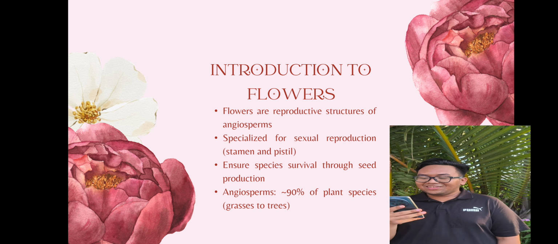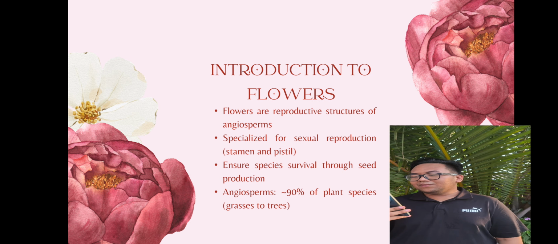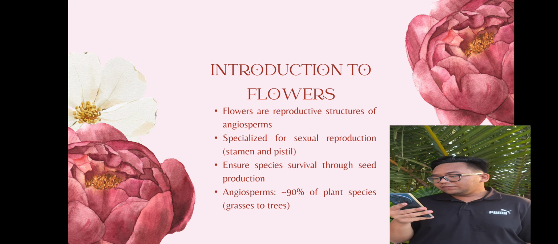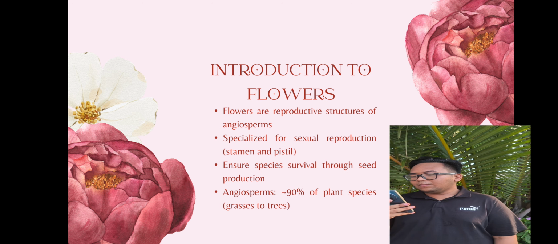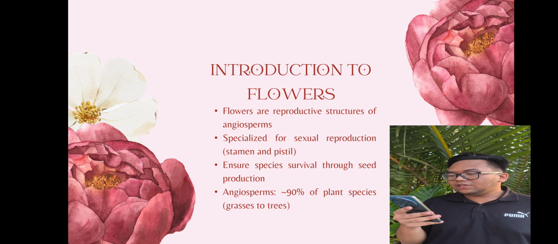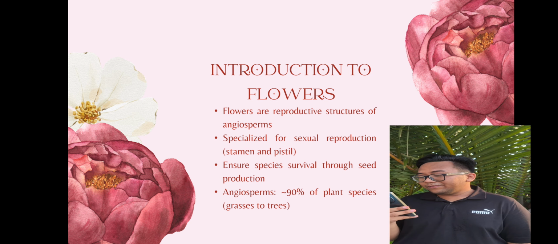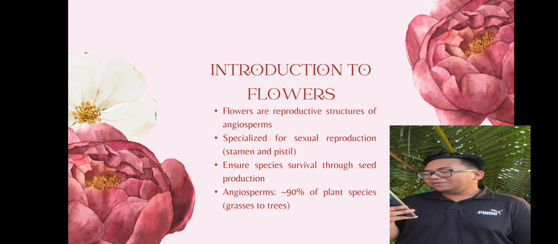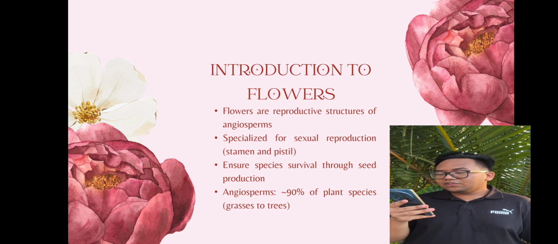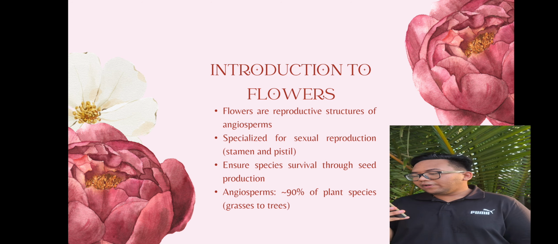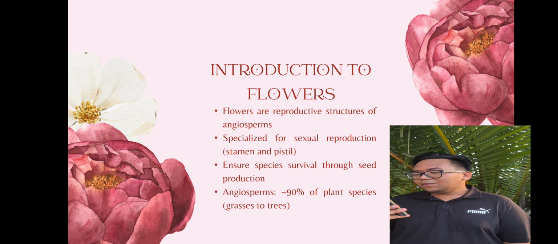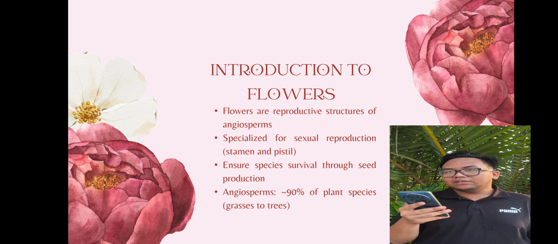Let's move on to slide 2, which is the introduction to flowers. Flowers are reproductive structures of angiosperms, making up about 90% of plant species, and are designed for sexual reproduction with male stamen and female pistil parts. This process produces seed, ensuring plant survival and diversity. Let's explore their structure next.